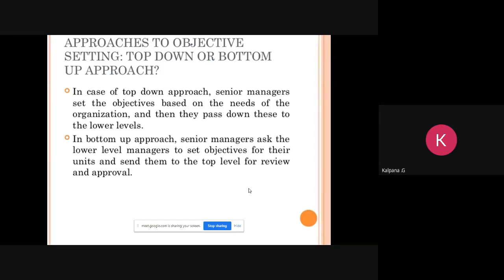Both these approaches have advantages as well as disadvantages. To utilize the advantages of both of these techniques, a combination of these could be followed. So we have something called review. It is better to have a top-down approach, and also to get feedback from the lower level managers or from the departments and the individual employees. So these are the two approaches involved in framing the objectives.